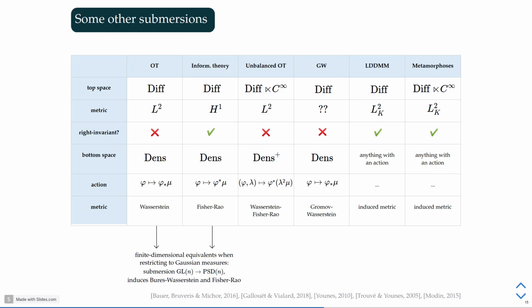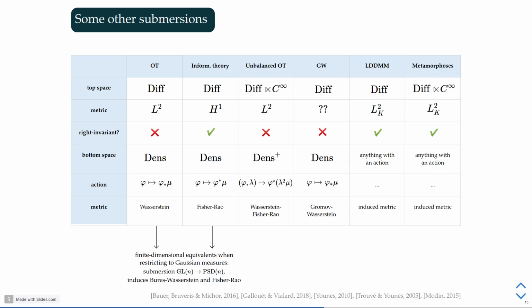densities. If we want to do some unbalanced optimal transport, we have the same idea, except the top space is a bit bigger. We have to add the action of some functions in order to account for the change of mass in the positive densities. So dense plus is just positive measures. GW is Gromov-Wasserstein. I'm going to talk about this just next.